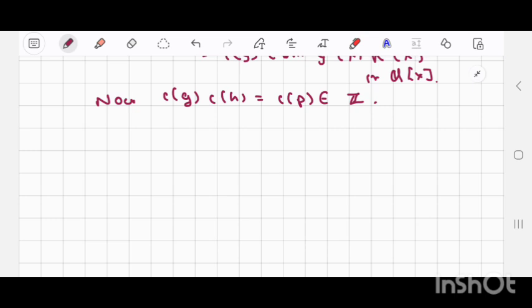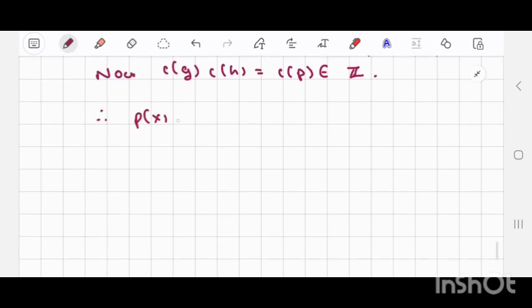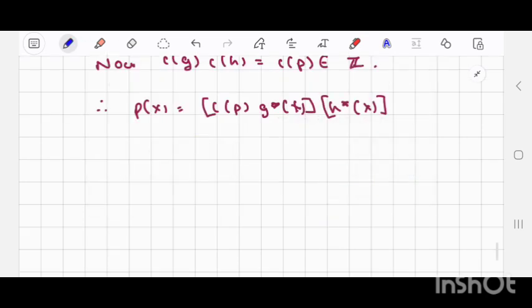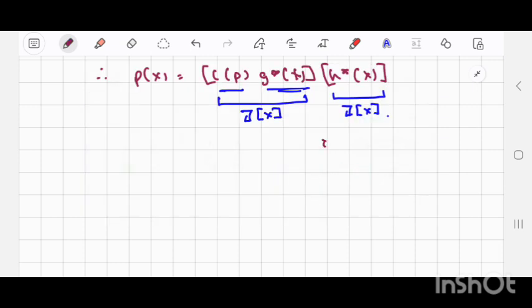Right? Therefore, my P(x) is equal to the content of P times g star of x times h star of x. But what do I conclude from here? Now this is pretty simple to observe. See, c of P, this is an integer. You are multiplying it to a polynomial which is also over an integer. So this is a polynomial in Z[x]. This is also a polynomial in Z[x]. Right? What does it say more? Doesn't that give you a factorization over Z? So this is immediately a factorization of P in Z.